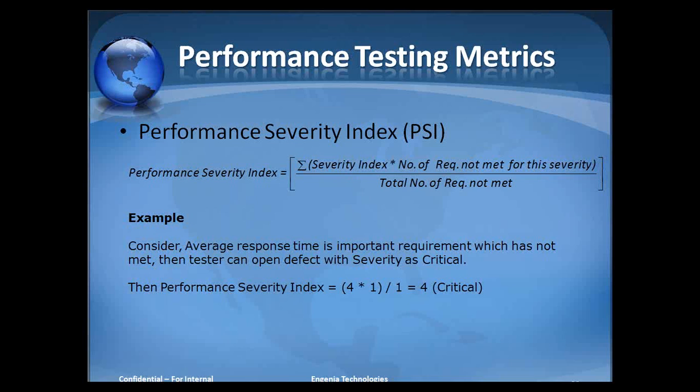The next one is the performance severity index. This metric would determine the product quality based on the performance criteria, on which one can take a decision for releasing the product to the next phase. That is, it would indicate the quality of the product under test with respect to its performance. The formula for this is severity index into the number of requirements not met for this particular severity, divided by the total requirements not met.